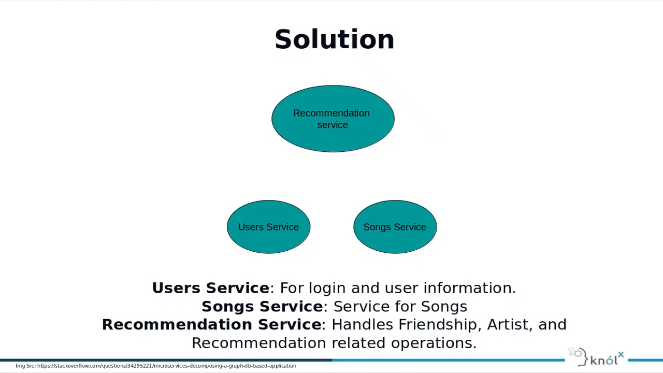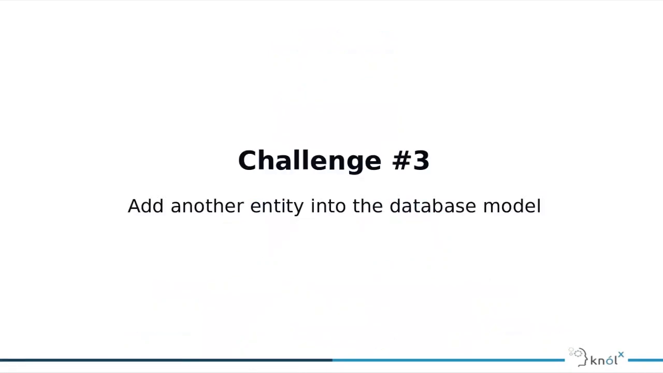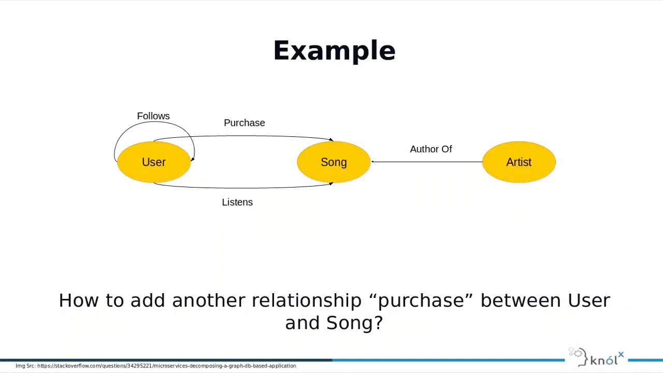Maybe we understand that. Now, the third challenge that we are going to face is adding another entity into the database model. Like I said, you can use the graph database for a knowledge base as well, which is extendable in terms of schema. What if I want to add another relationship between a user and a song, for example, a user purchases a song? That's a new relationship, new metadata. How can I handle this change through my microservices?